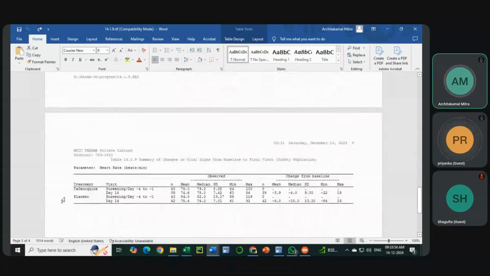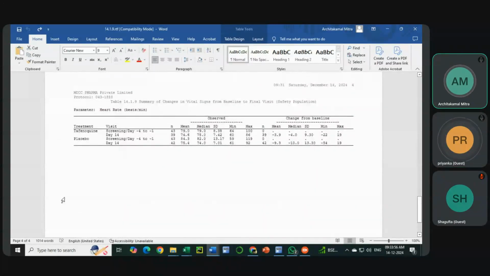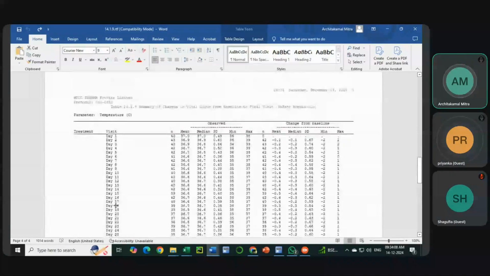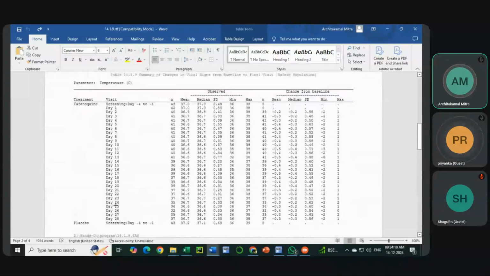This is temperature. Then we have heart rate. Again, heart rate, we have 43 people, 39 people. Only these two. Heart rate was taken on this first screening and at the end of the study. Then what we have? Okay, we have only till this one, heart rate and temperature. We don't have anything else.